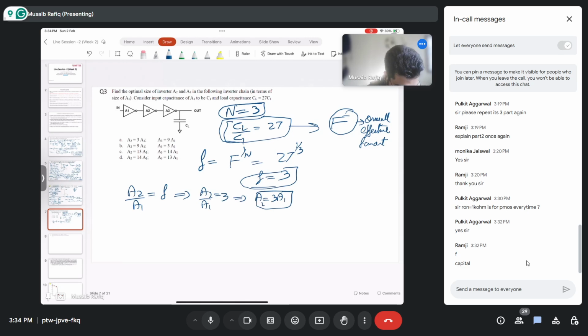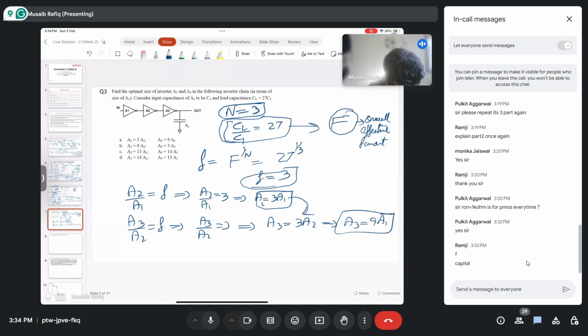This is one condition. And also A3 by A2 is equal to F, that is A3 by A2 equal to 3. That implies A3 is equal to thrice A2, and A2 is equal to thrice A1. That implies A3 is equal to 9 times A1. So A3 is equal to 9 times A1 and A2 is equal to 3 times A1. That is option A. That is the correct answer. Is that clear?